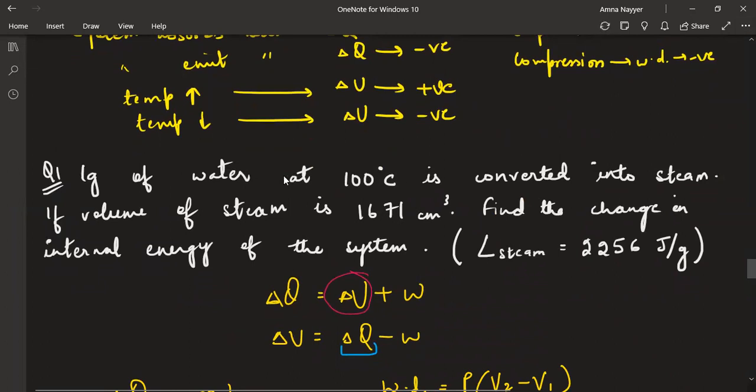So atmospheric pressure we have to take, because this is converted into steam and pressure is not given. And volume is given to us, 1671 meter cube. Right, but we do not have the initial volume. This is the final volume. So what we can do, we have the mass of water. We know the density of water. So we can calculate the volume of water.